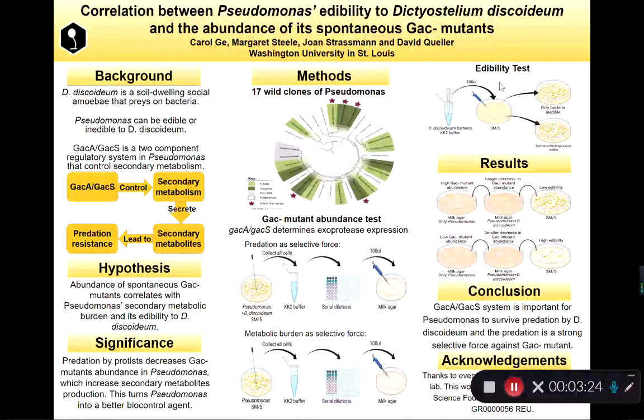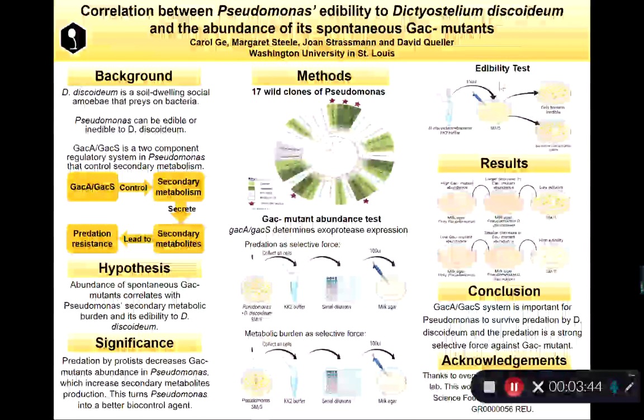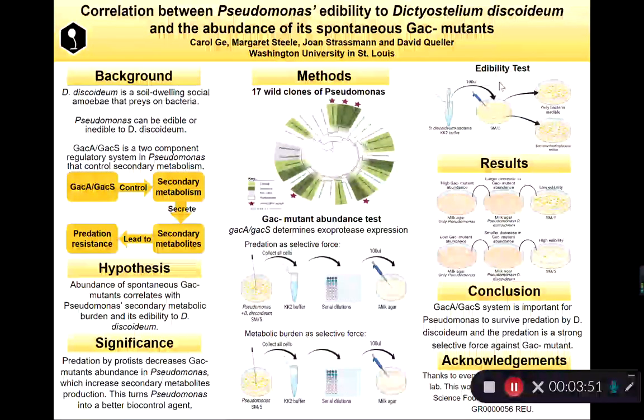So it's quite important. For the method part, I'll choose 17 wild clones of Pseudomonas. These clones were all collected from wild clones of dicty collected directly from the soil. Then I'll do a gac mutant abundance test using milk agar, which can test the exoprotease expression, and the exoprotease expression is controlled by GacK-GacS. If there's exoprotease expression, which means there's a halo on the milk agar, that means this bacterial colony has the wild-type GacK-GacS gene. If there are no halos, it means it's a gac-negative mutant.